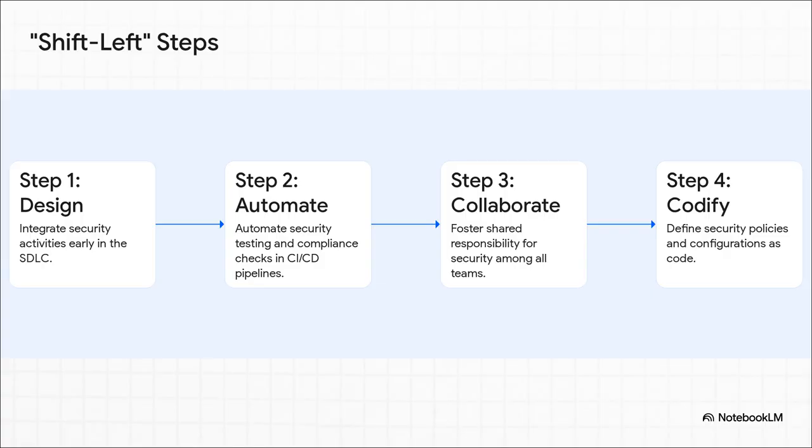Imagine your project timeline goes from left to right. Instead of doing security way over on the right just before launch, you shift it all the way to the left. This means, first, you're thinking about security in the design phase. Then, you automate security checks to run constantly while developers are coding. A huge one is making security everyone's job. And finally, you turn your security rules into code, so they're always enforced.